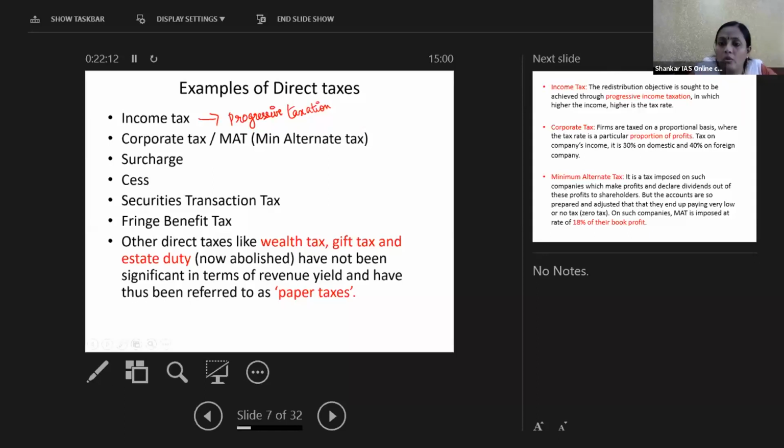What do you mean by progressive? We already said, as the level of income is increasing, the rate of the taxation keeps on increasing. So if you are earning 2.5 lakhs to 5 lakhs, you may be paying 5%. 5 lakhs to 10 lakhs, you may be paying 10%. 10 lakhs to 30 lakhs, you may be paying 20%. Above 30 lakhs, you may be paying 30%.